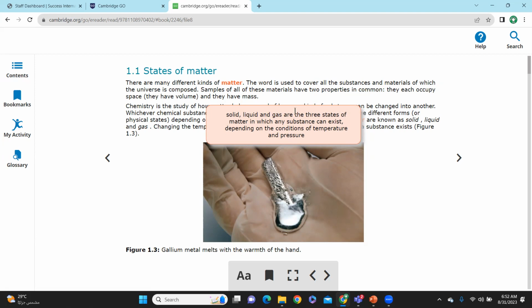So solid, liquid, and gas are the 3 states of matter in which any substance can exist, depending on the conditions of temperature and pressure. If you remember, yesterday I put your focus on these 2 things. We call these conditions.